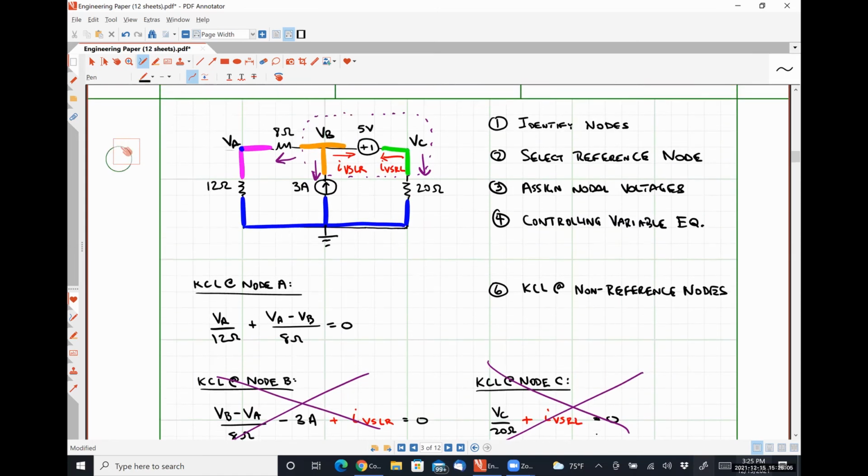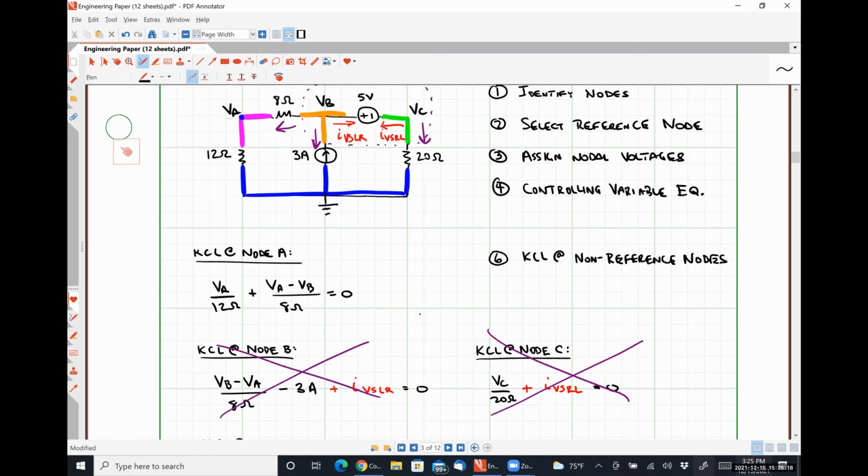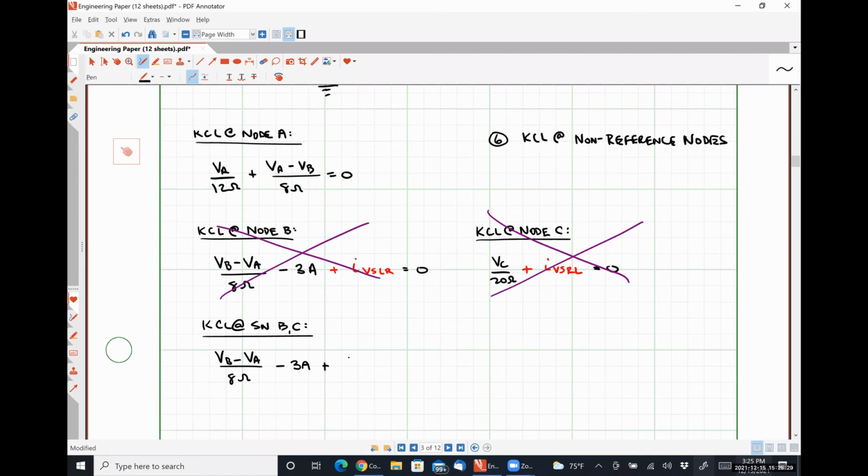What's the current down through the independent current source going to be, Norman? Minus 3 amps. And then Avery, what's the current down through the 20 ohm resistor? VC over 20, that's it. Set it equal to 0.